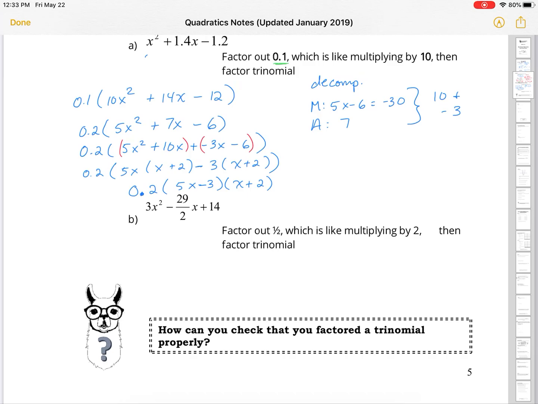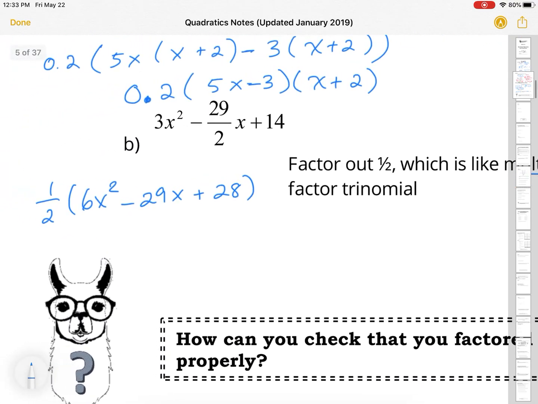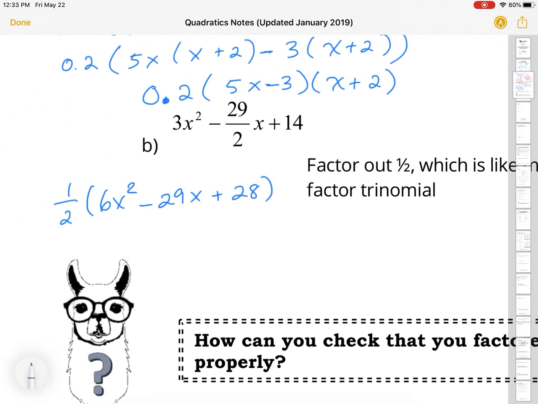So on this next one, it's a fraction. We're going to factor out the 1/2, which is like multiplying by 2, and then factor the trinomial. So if we factor out 1/2, we're going to get 6x squared minus 29x plus 28. And I'm just going to expand that a bit just so I have more room to work.